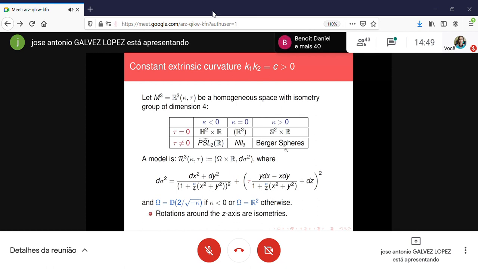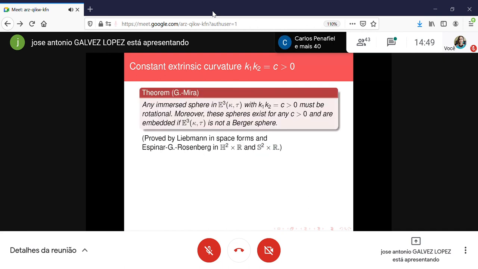In these spaces, the important fact for me is that rotations around the vertical axis are isometries. So this allows us to study the rotational examples and obtain the following result. Any immersed sphere in the space with constant extrinsic curvature equal to a positive constant C must be rotational. In addition, these spheres exist for every positive value C, and they are embedded if the ambient space is not a Berger sphere.